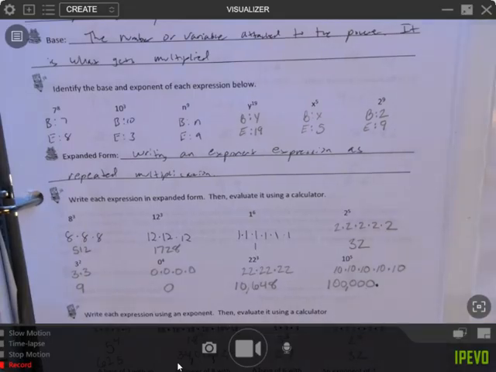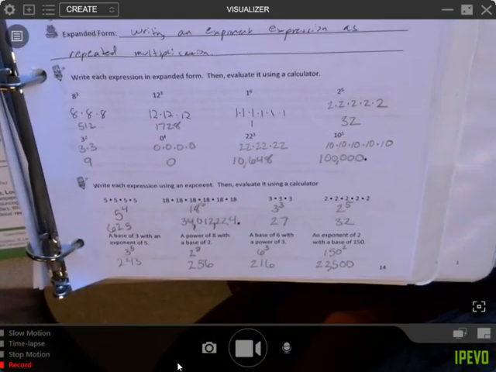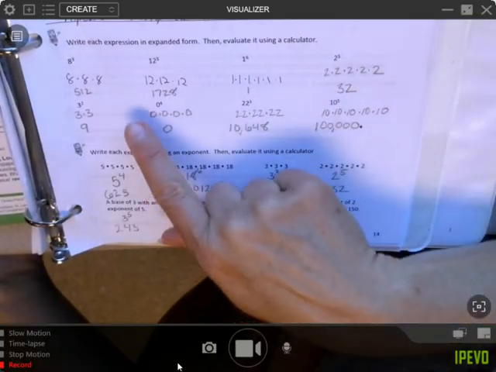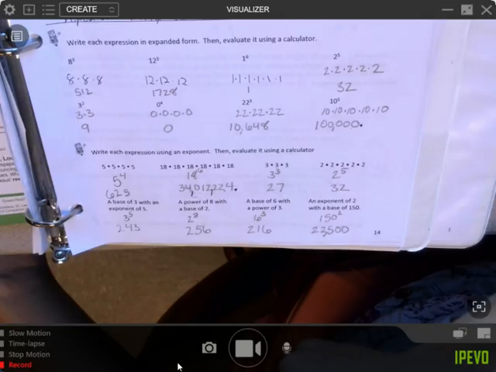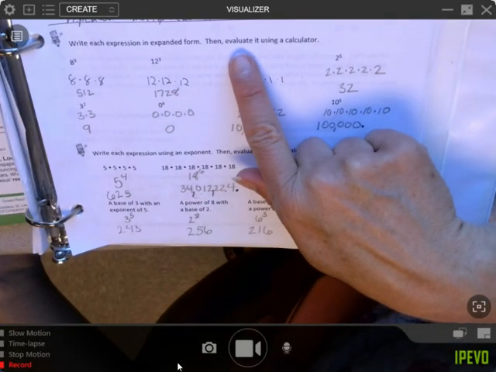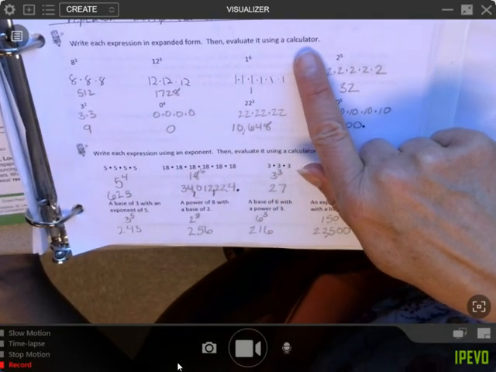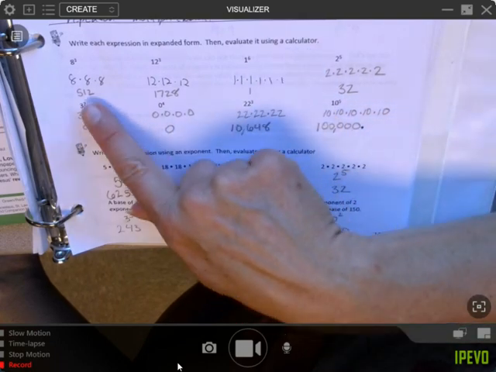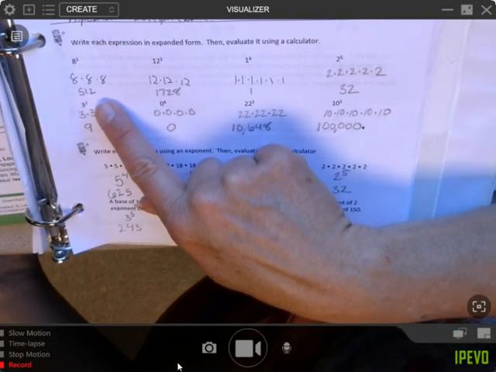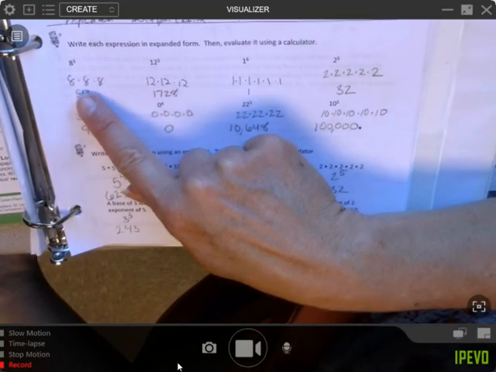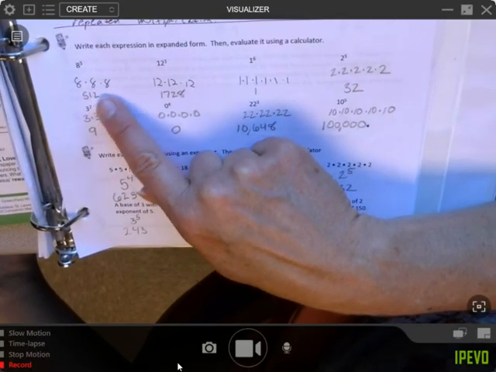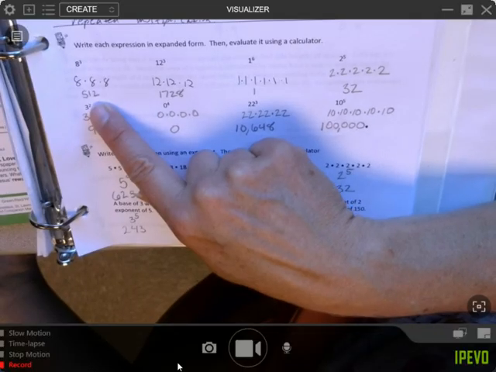All right, let's look at the next section. Writing it in expanded form. This is the math that we're actually doing. So it does say evaluate it using a calculator. So you had to write it out in expanded form and then give the math. So 8 to the third power is 8 times 8 times 8, which would be 512.